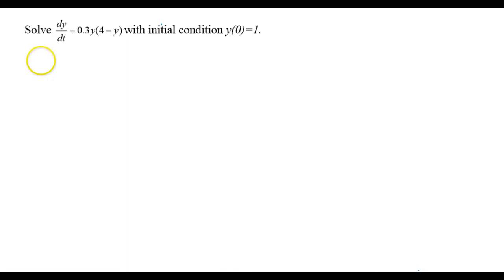Now let's solve our first logistic differential equation. So solve dy/dt equals 0.3y times the quantity 4 minus y, with initial condition y of 0 equals 1. So until we get used to the formulas, let's go ahead and write them off to the side so we can see what we're aiming for. So we want our differential equation to look like ky times 1 minus y over L, so that we can find our constant and we can find our carrying capacity.